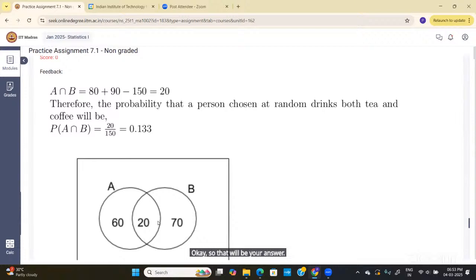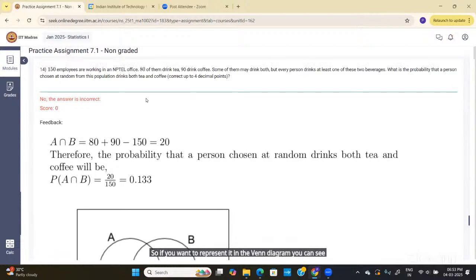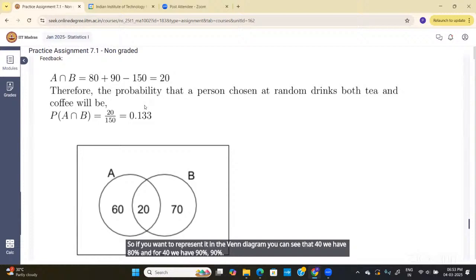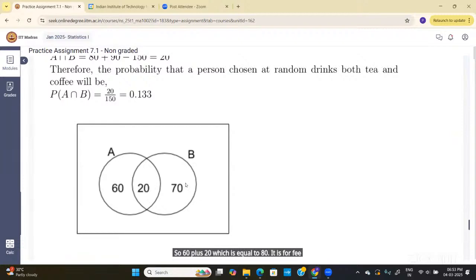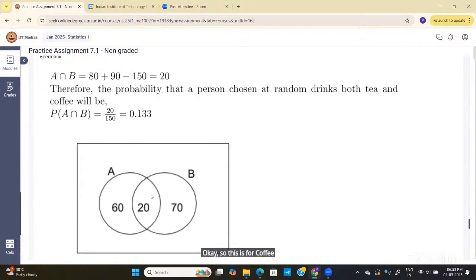If you want to represent it in the Venn diagram, for tea we have 80 employees and for coffee we have 90 employees. You can see that 60 plus 20 is equal to 80, so 80 is for tea, and this 20 plus 70 is for coffee. And 20 employees are common to both coffee and tea.